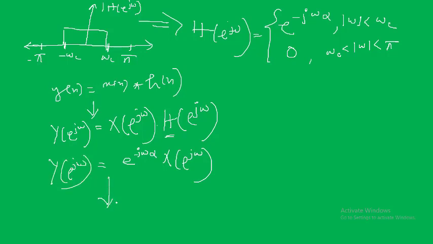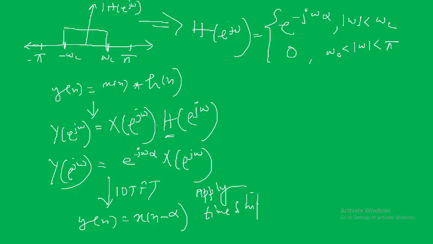Now if we take the inverse DTFT, applying the time shifting property of DTFT, we get y of n equal to x of n minus alpha. So this is very, very important. The output we are getting is the delayed version of x of n only.